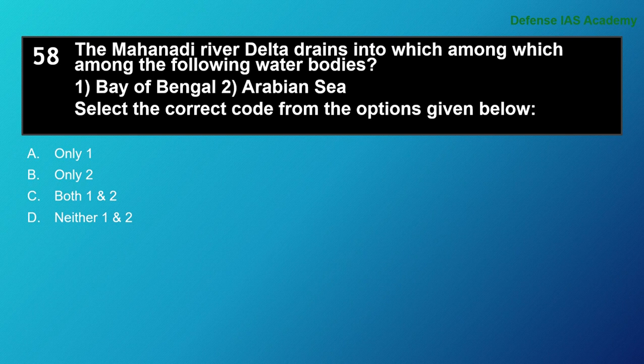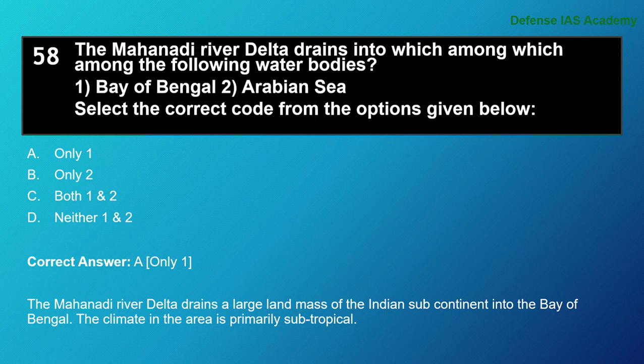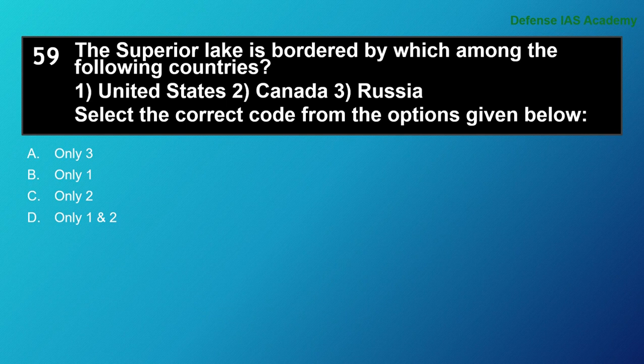Next question, the Mahanadi river delta drains into which among the following water bodies? 1. Bay of Bengal, 2. Arabian Sea. Select the correct code. Answer is option A, only 1. The Mahanadi river delta drains a large landmass of the Indian subcontinent into the Bay of Bengal. The climate in the area is primarily subtropical.